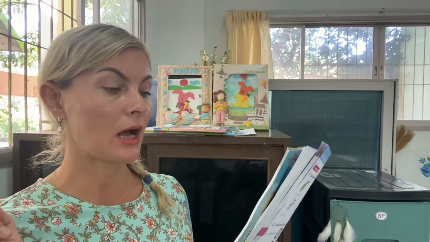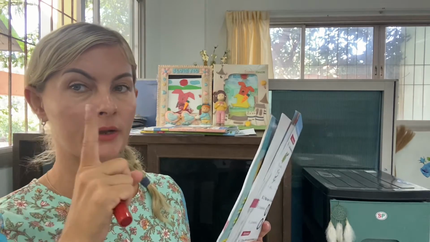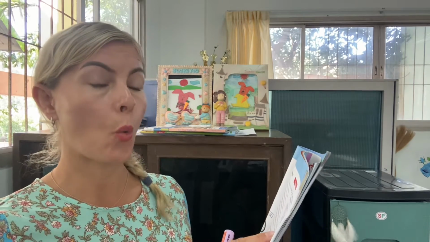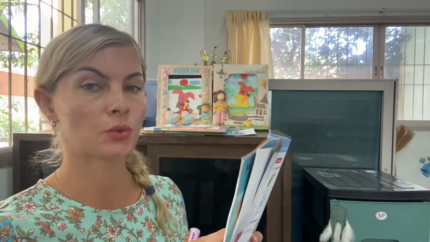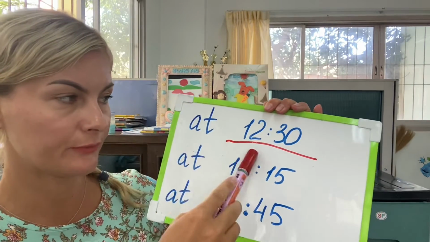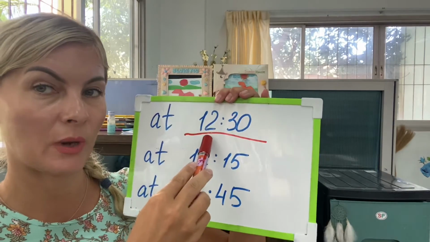Okay, number 1, listen carefully. Number 1, it's 8:30. Draw number 1, 8:30. Number 2, a quarter past 9. A quarter past 9. And number 3, a quarter to 12. A quarter to 12.